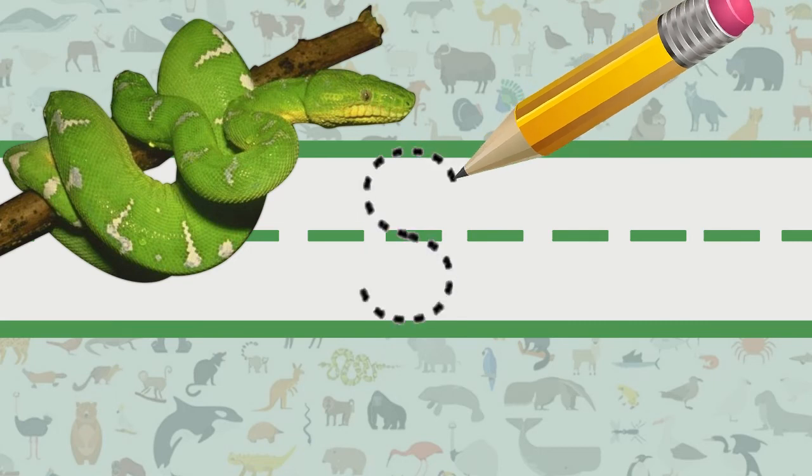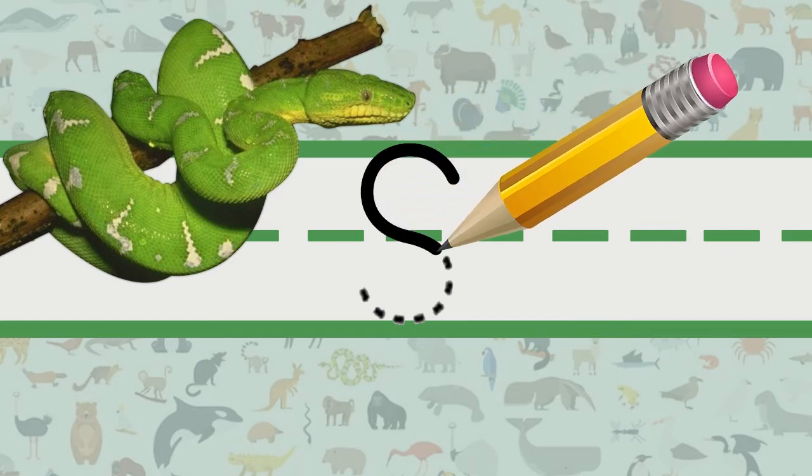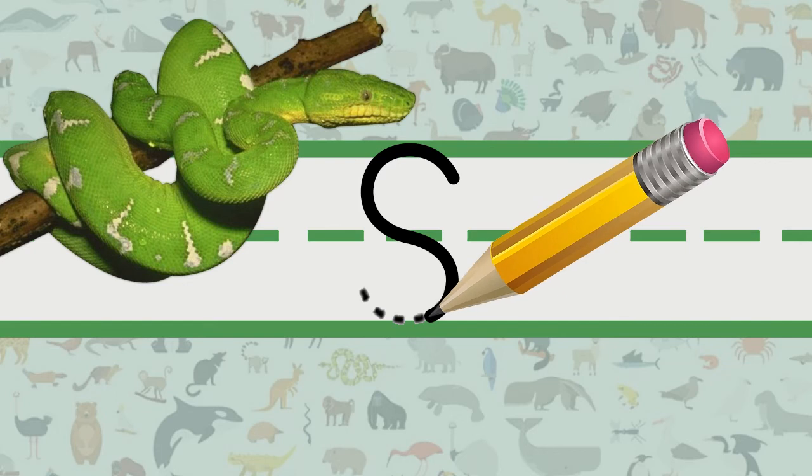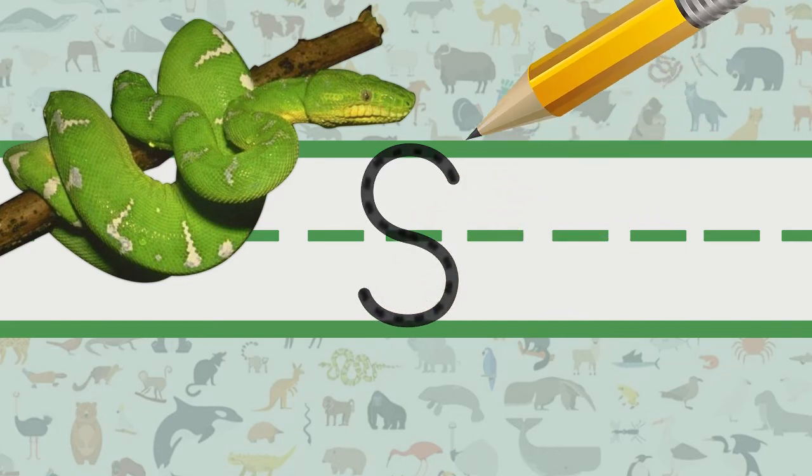Start at the top and draw a curved line to the middle. Then continue the curved line in the opposite direction down to the bottom. Good job. Now let's try small s or lowercase s.